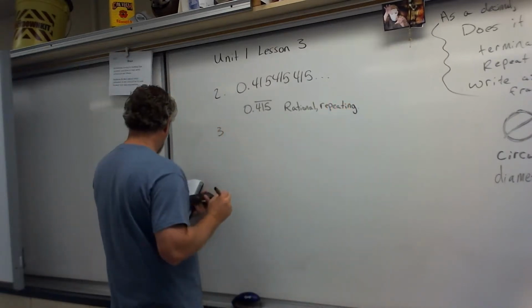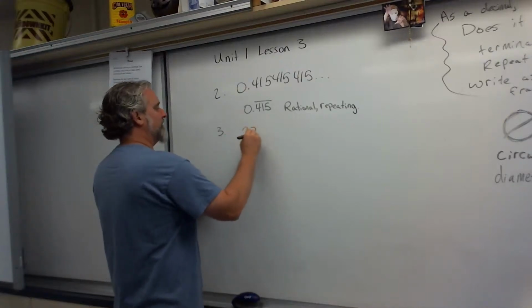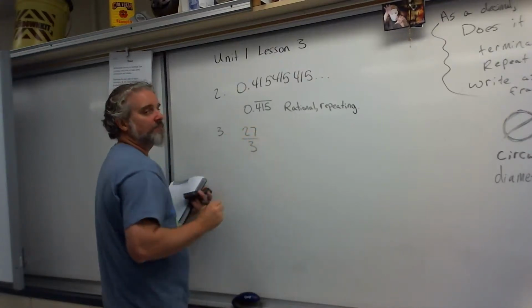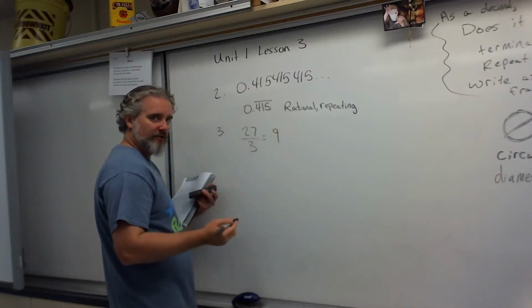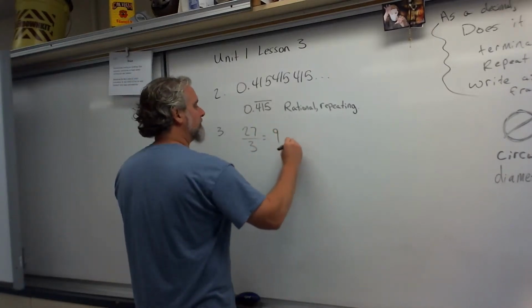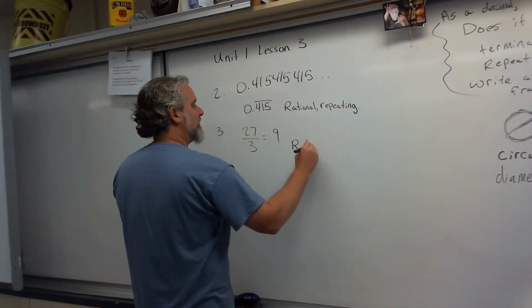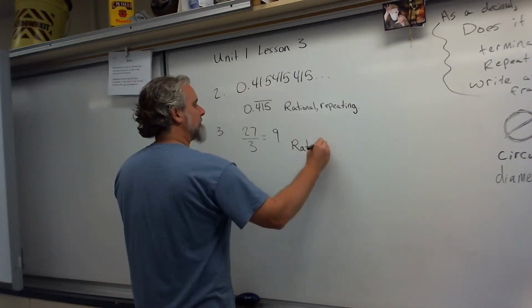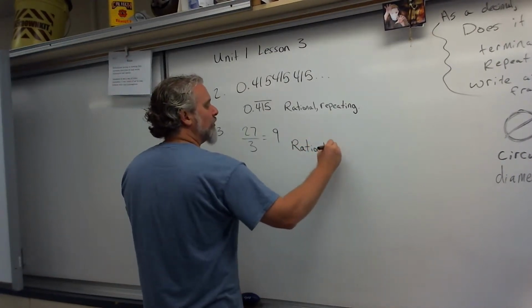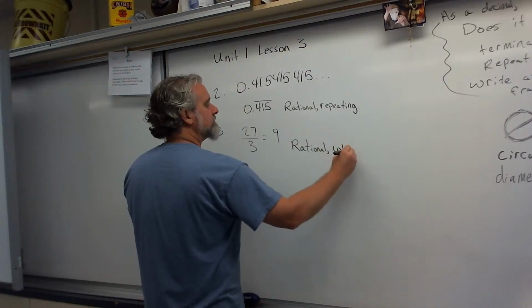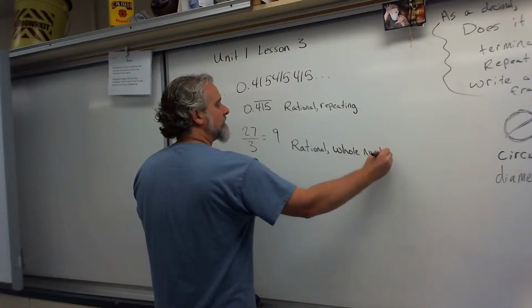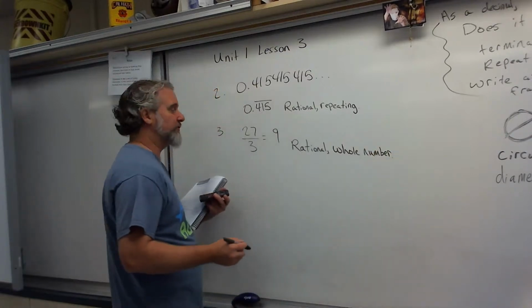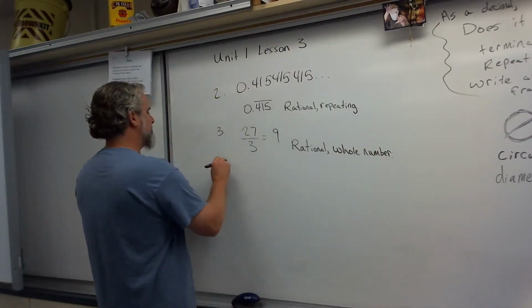Problem number 3. We have 27 over 3. 27 divided by 3 is 9. 9 is a whole number. Therefore, it's rational. Whole number, which is also an integer. Number 4.